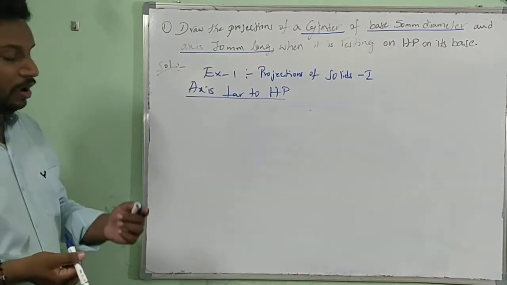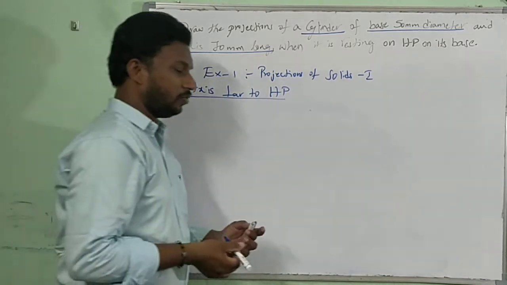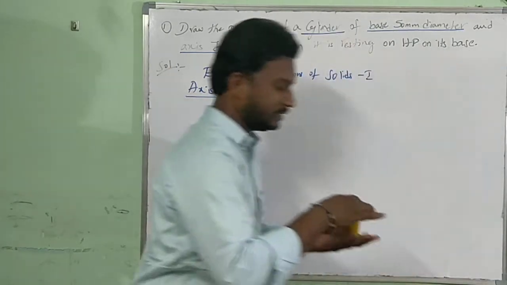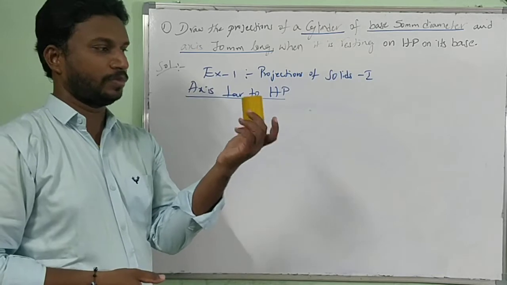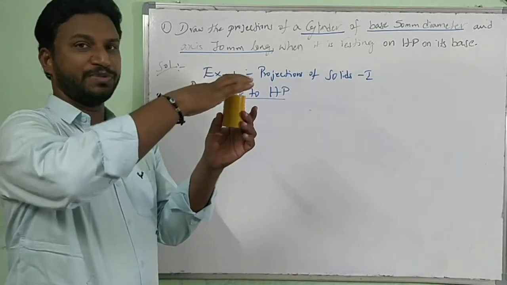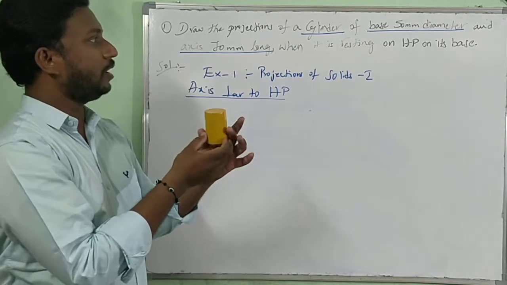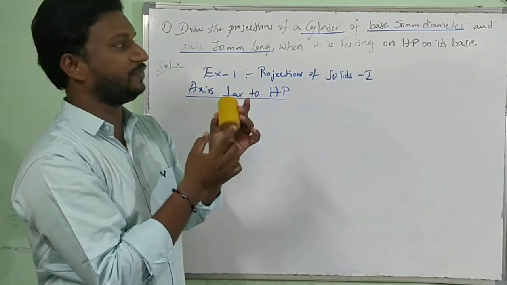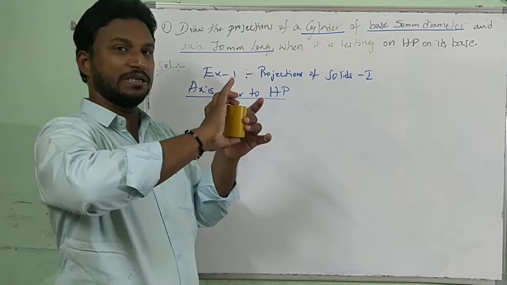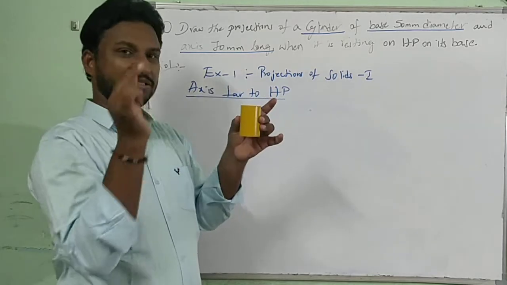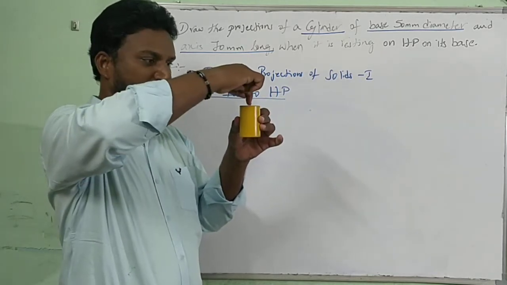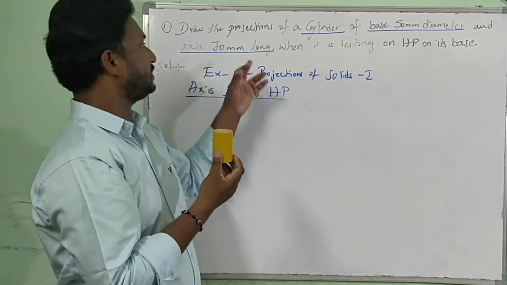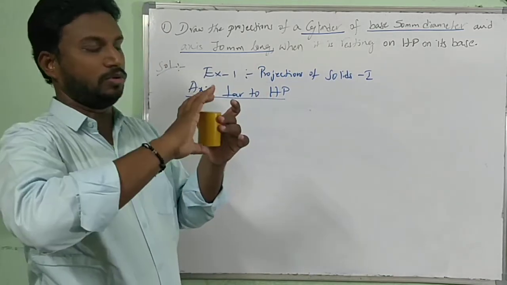Dimensions: you are supposed to know what things you have in a cylinder. See, this is the cylinder. Top circle, bottom circle. Now, base diameter 50 mm. This circle diameter is 50 mm. And axis is nothing but its height. Axis is an imaginary line crossing from top center to bottom center, and it's 70 mm long, the total height.